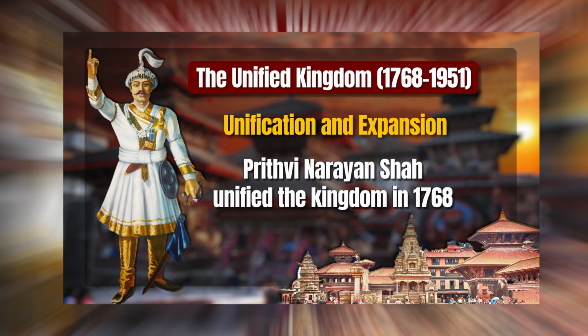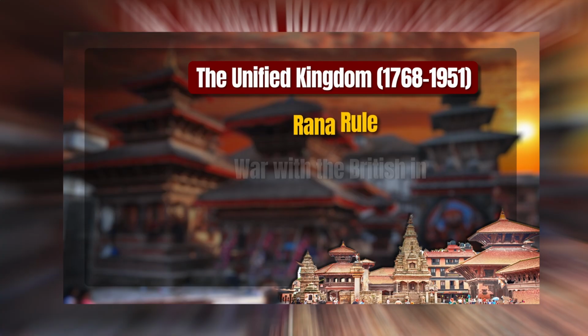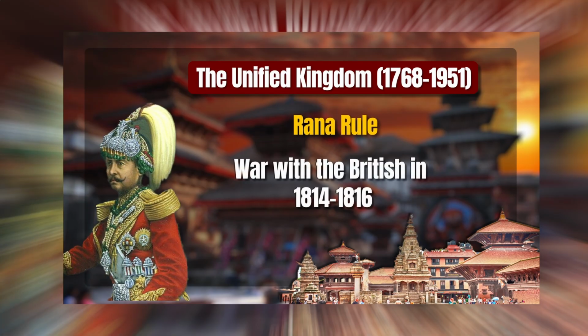Prithvi Narayan Shah unified the kingdom in 1768, laying the foundation for the modern state. The war with the British in 1814 to 1816 resulted in territorial losses for Nepal and the establishment of its current boundaries by the Treaty of Sugauli. From 1846, Nepal fell under the control of the hereditary Rana prime ministers who concentrated power and isolated the country.